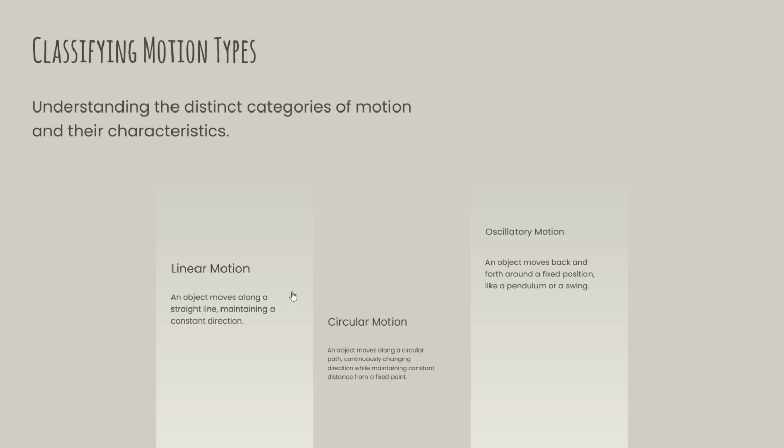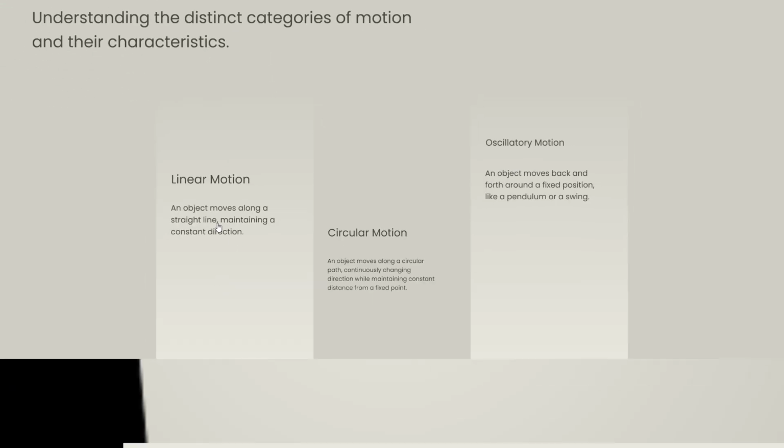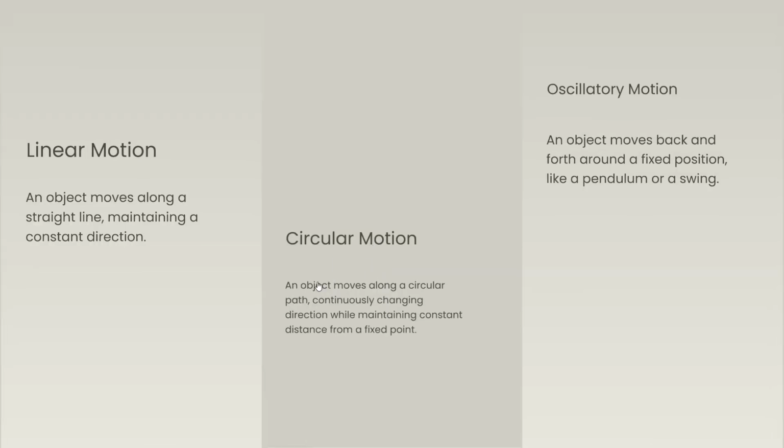One is linear motion, that we already discussed: an object moves along a straight line, maintaining a constant direction, is called linear motion. Circular motion is when an object moves along a circular path, continuously changing direction while maintaining a constant distance from a fixed point. The direction will change in circular motion, but in linear motion the direction is not changed, it is constant. But in circular motion the direction changes, while the distance from the fixed point is constant.